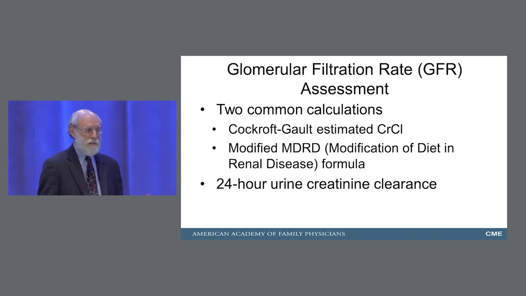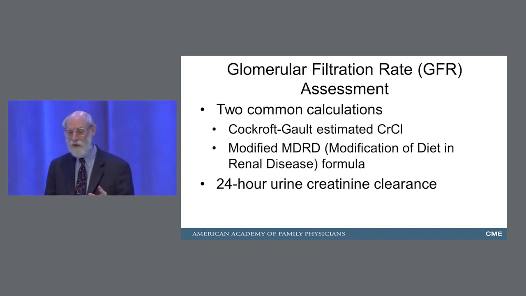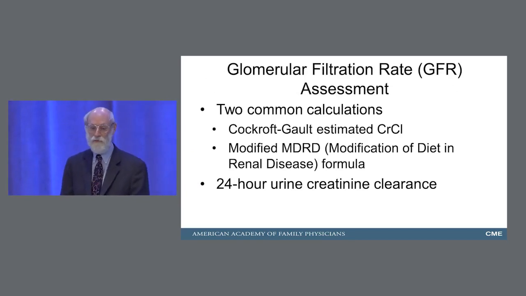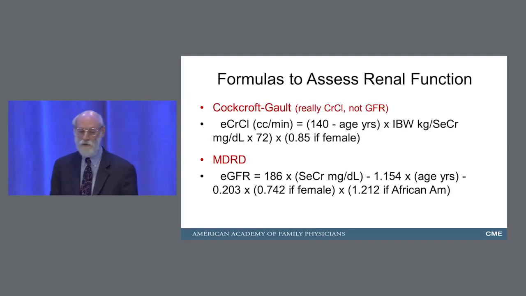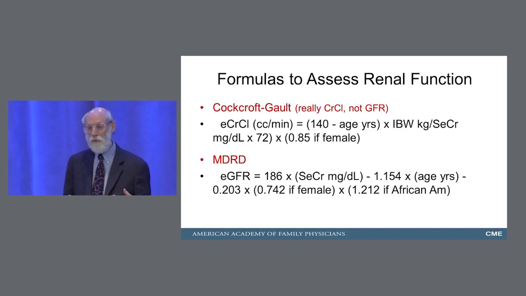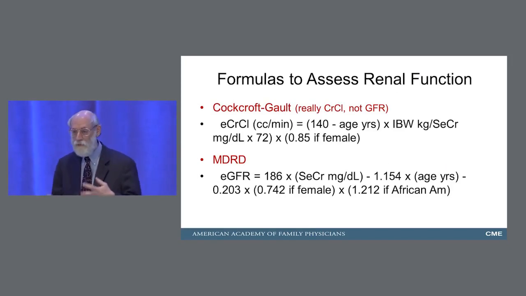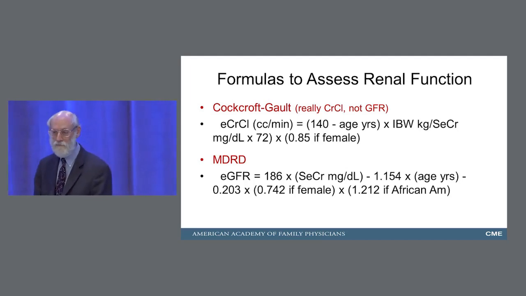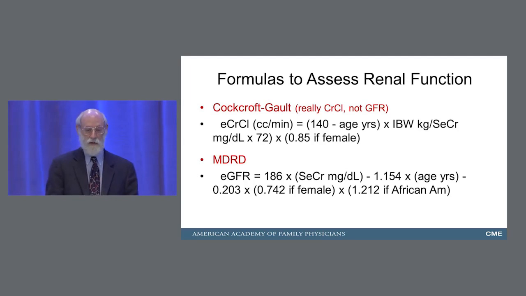The two common formulas we use are Cockcroft-Gault and the MDRD, modification of diet and renal disease formula. You can always do an actual 24-hour creatinine clearance, but most of the time we rely on these calculations. If you look at the formulas, for which you're not going to be held responsible on the boards, note that they all use creatinine. They also have, at least in the Cockcroft-Gault formula, a modification for sex, and the MDRD for sex and ethnicity.